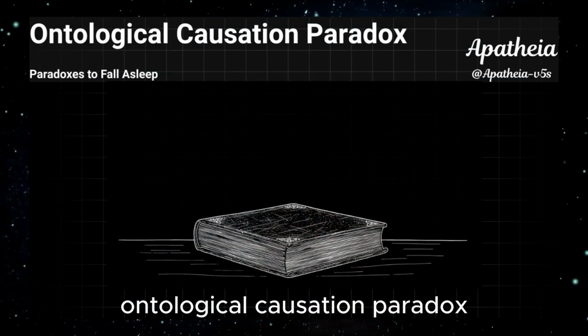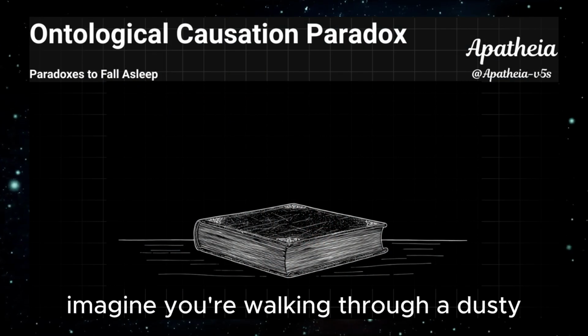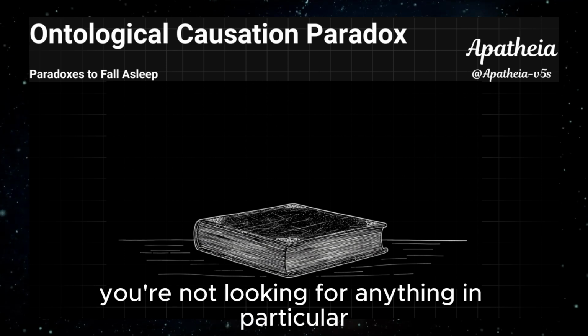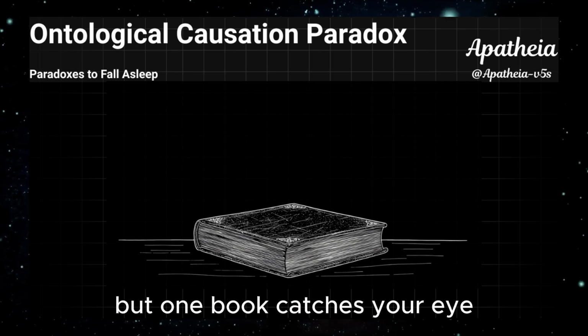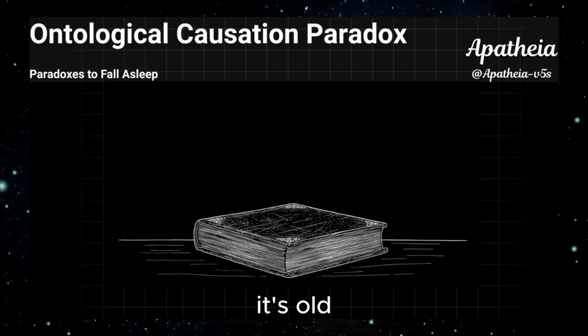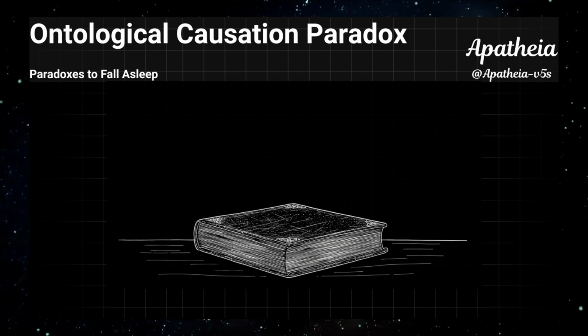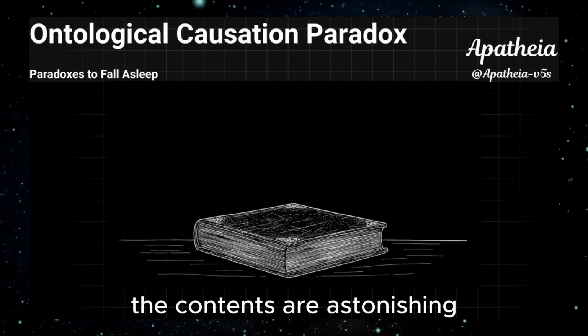Ontological Causation Paradox. Imagine you're walking through a dusty second-hand bookstore. The air smells like paper and time. You're not looking for anything in particular, but one book catches your eye. It's old, leather-bound and worn, with no title on the spine. Curious, you open it. The contents are astonishing.